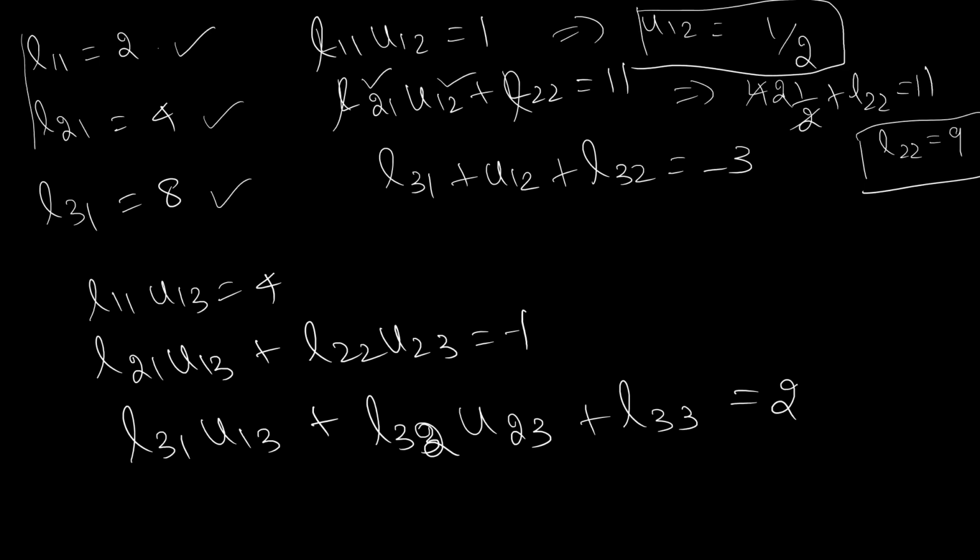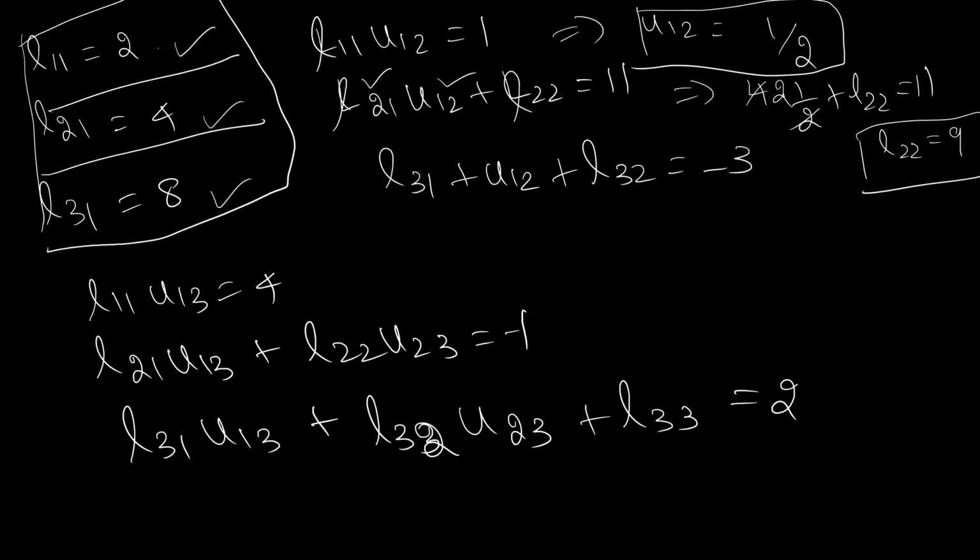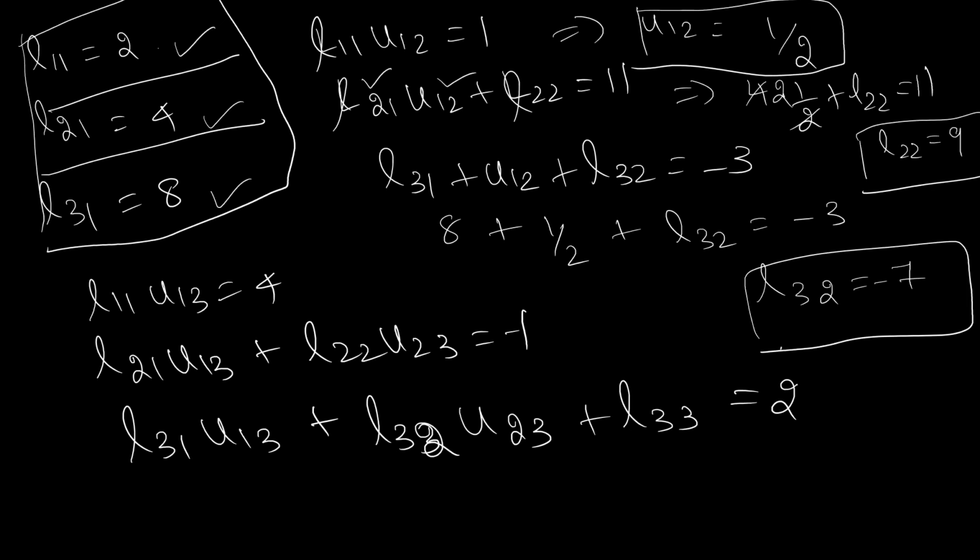So these are all direct answers that we have got so far. Now by using these answers, 3, 4, 5 answers we got, we are going to substitute here. Okay, so L31 is 8 plus U12 is 1 by 2 times L32, this value I don't know, equal to minus 3. So now I have to take LCM and simplify, and when we simplify you will get L32 as minus 7.